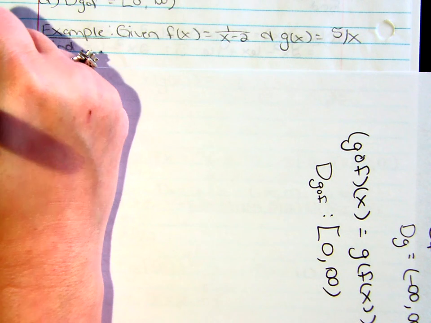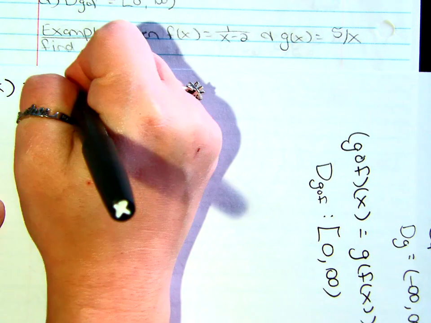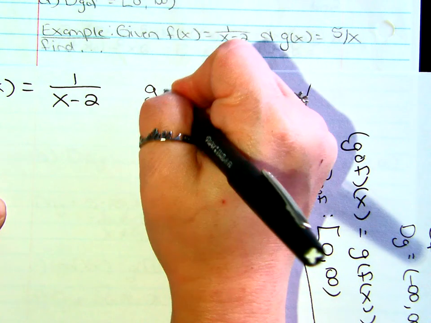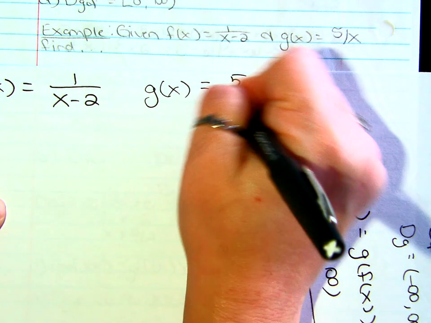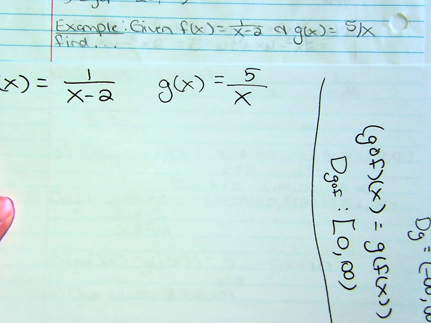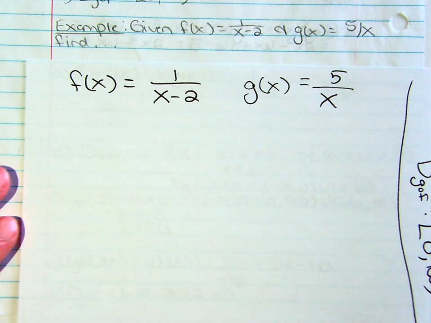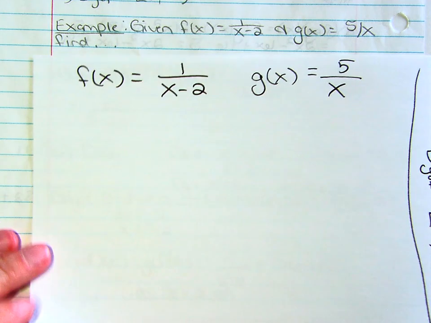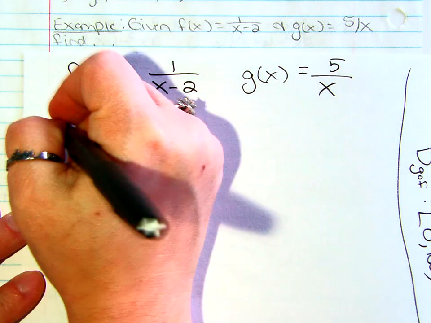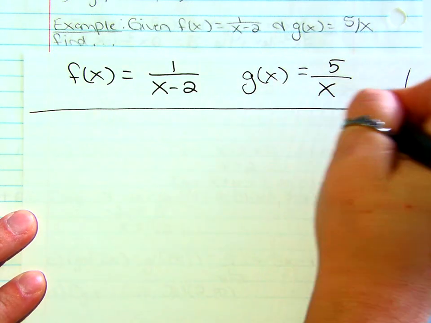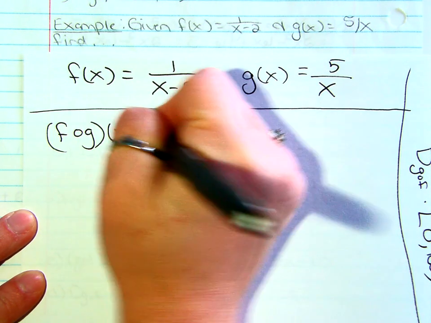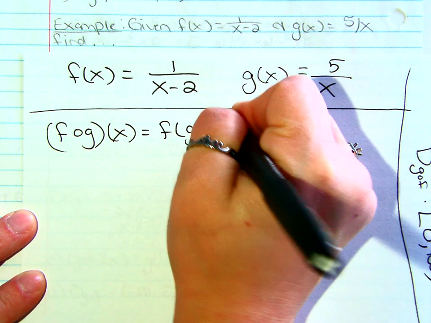F of x is 1 over x minus 2. G of x is 5 over x. I'm just writing the same thing a little bit bigger so you can see it. And the first thing that they're going to want us to find is f of g of x. See, like I said, fractions are your friend. And if they're not, you need to become friends. I'm going to take my g of x function and shove that baby inside of my f of x function.